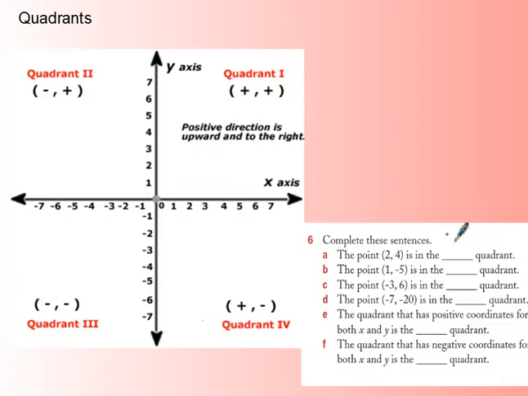So just as a few examples here, if we look at the point 2, 4, it has a positive x and a positive y, so I know straight away that it is in the first quadrant. The point 1, minus 5 has a positive x and a negative y, so it's got to be over here where the positive x and the negative y's are. So it's in quadrant 4.